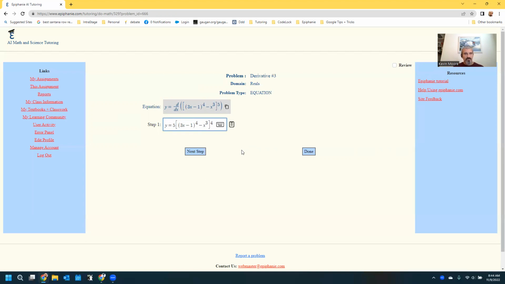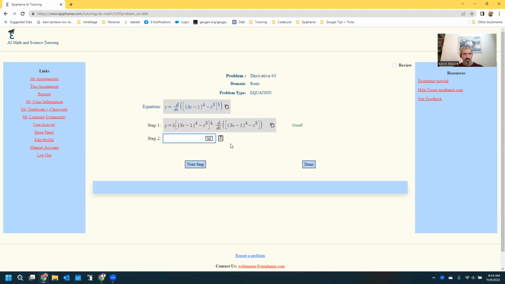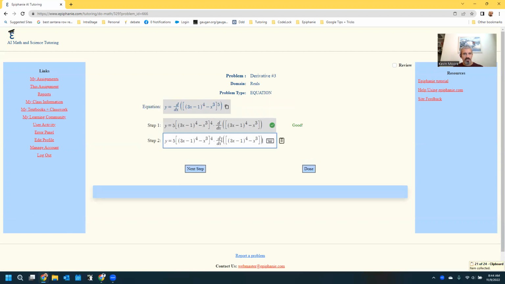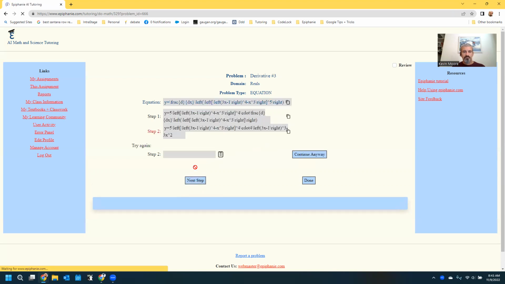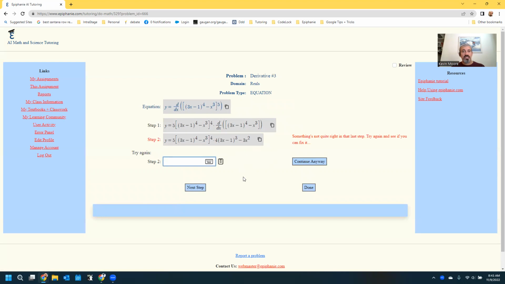So 5 times that to the 4th times the derivative of that thing. I can copy the portion of it, paste it in here, and hopefully I did that right. Let's see if I did that right. I did that right. Okay, now I'm going to copy this and paste it, and I'm going to replace this with the derivative of this thing. What do we have here? Well, this is times 4 times 3x minus 1 to the 3rd power minus 3x squared. Something's wrong there. Let's see if I can figure out what I did.